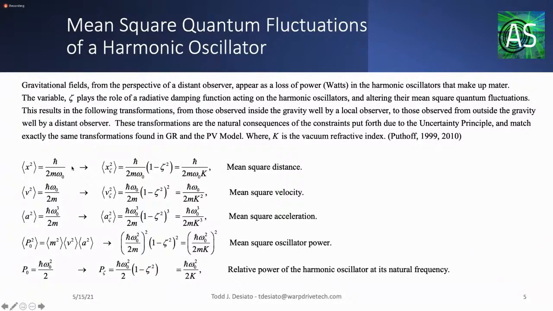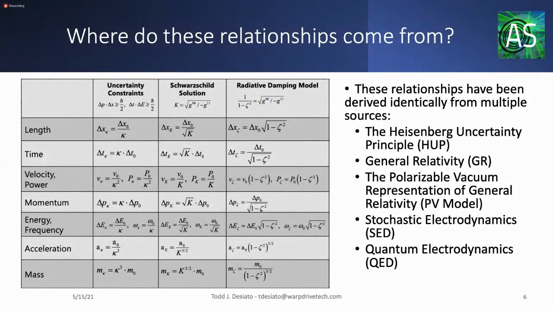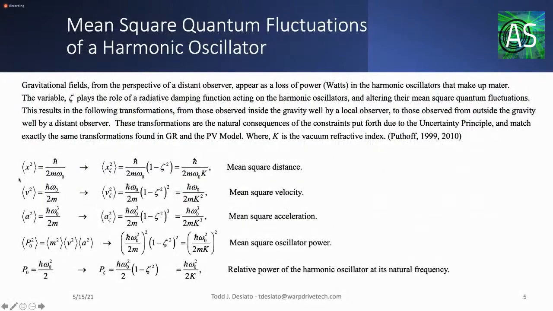Sorry, go back a slide. So we have the mean square position value, the mean square velocity, acceleration, and power. And here it is in terms of the damping function, and here it is in terms of the refractive index of the vacuum. So I prefer the damping function because that's what we are going to manipulate in matter.